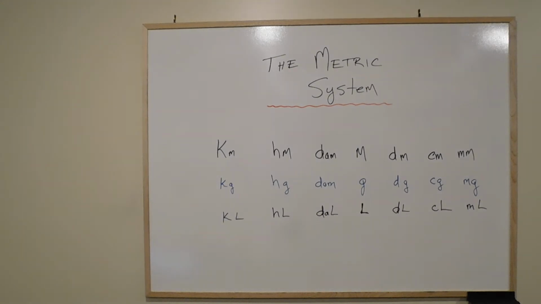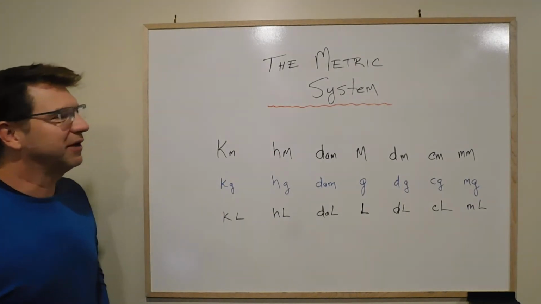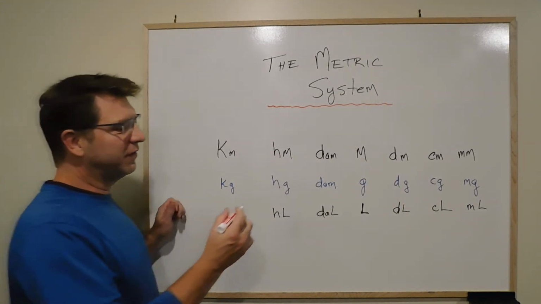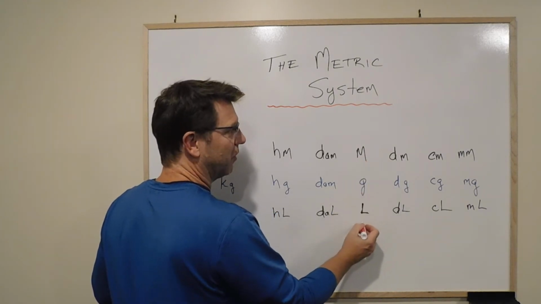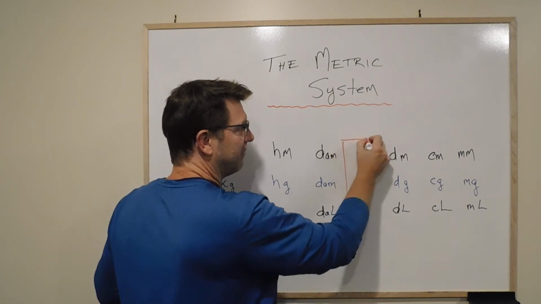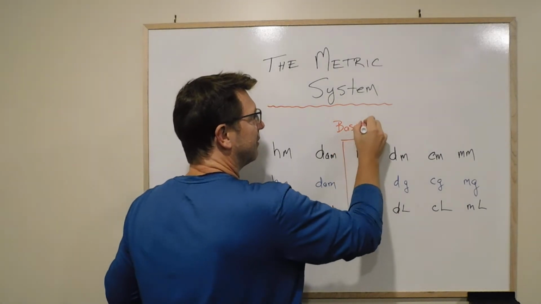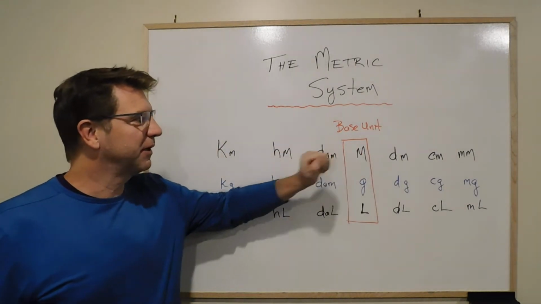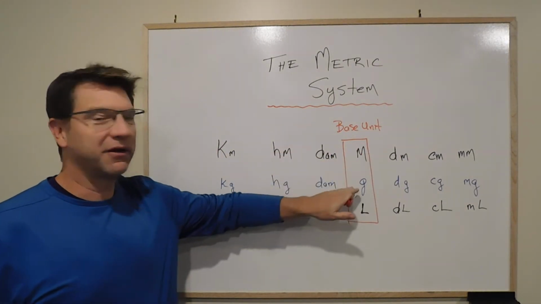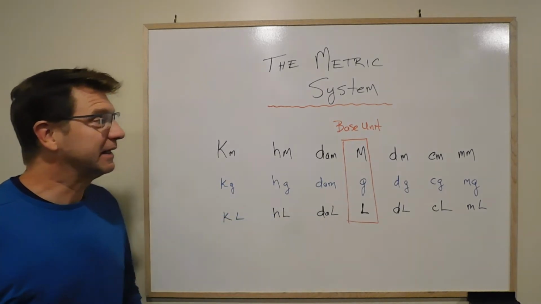Now what we have here are the common conversion units and the prefixes that we commonly see in the metric system. Okay, so if we start in the middle here, whether it's meters, grams, or liters, that's kind of your base unit. Your base unit for distance is meters, your base unit for mass or weight is grams, and your base unit for volume is liters.